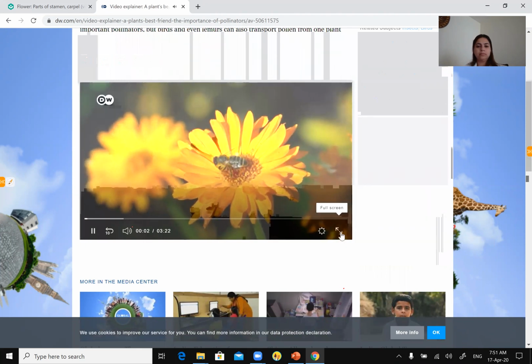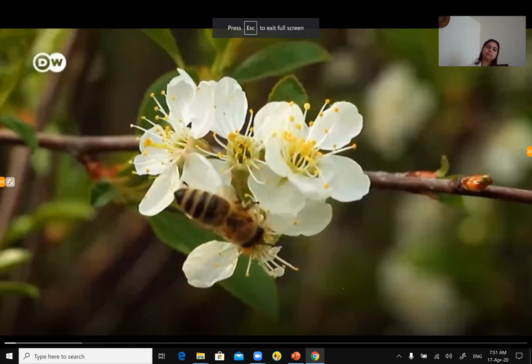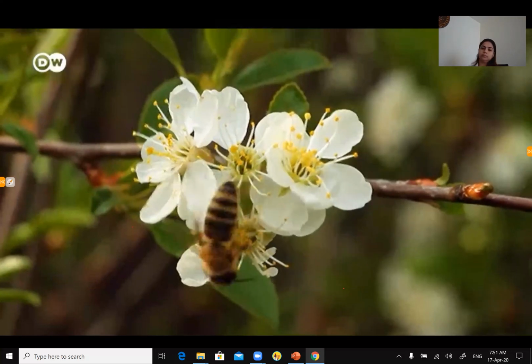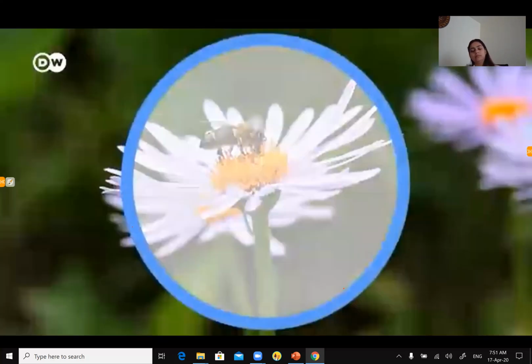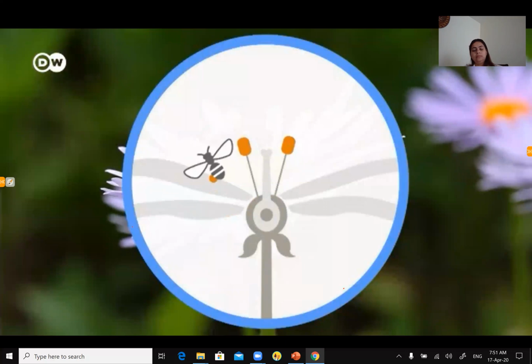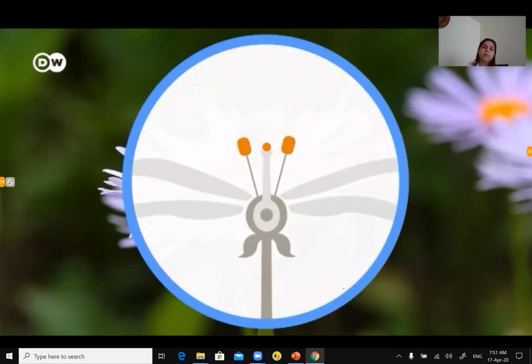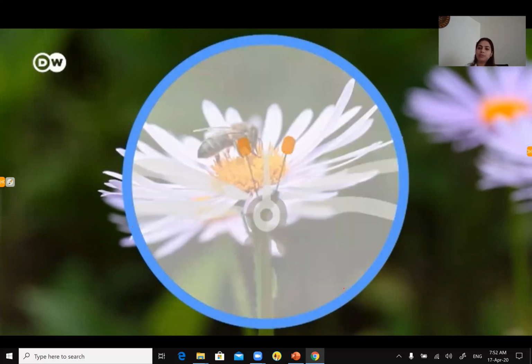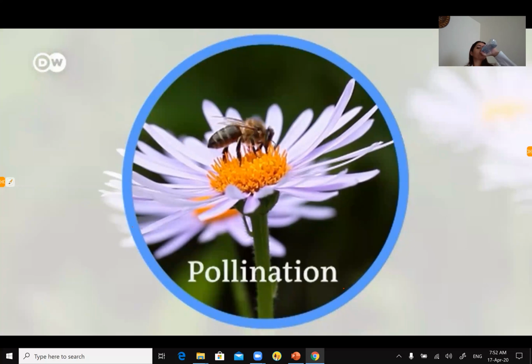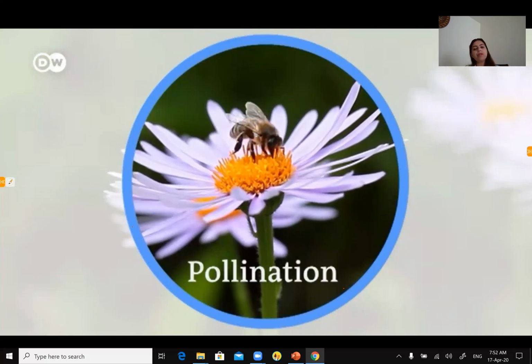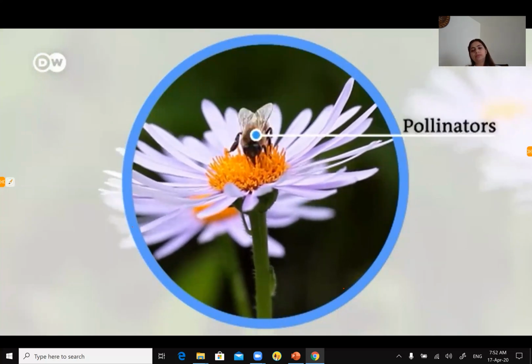They actually collect nectar for their own purposes, drawn by the fragrance and colour of the flowers. In the process, they transfer pollen from one flower to the stigma of another flower, helping the plants to reproduce. The process is called pollination. And those who transport the pollen, pollinators.